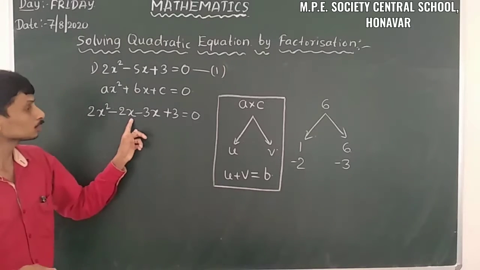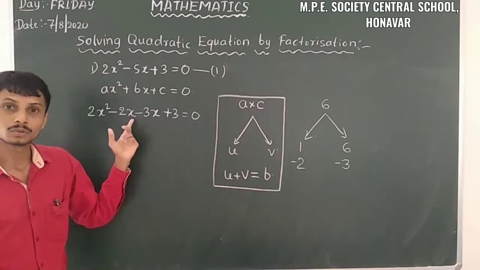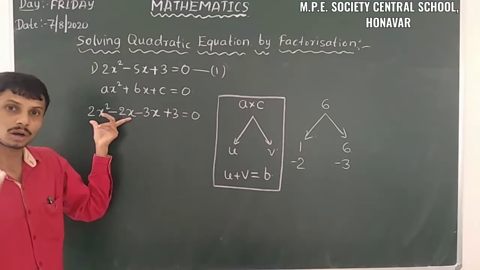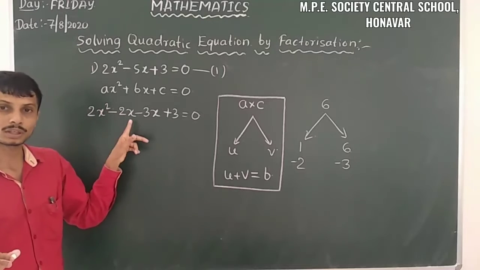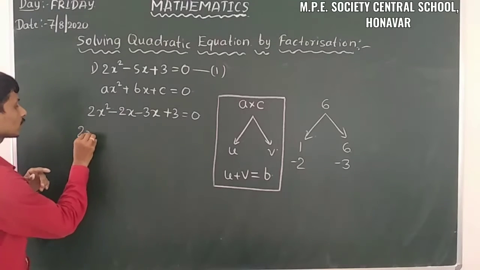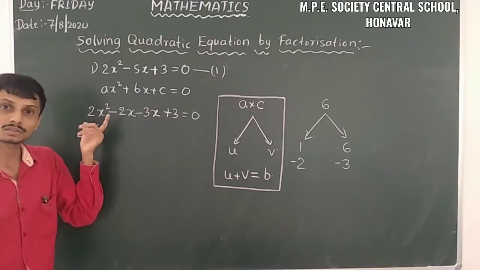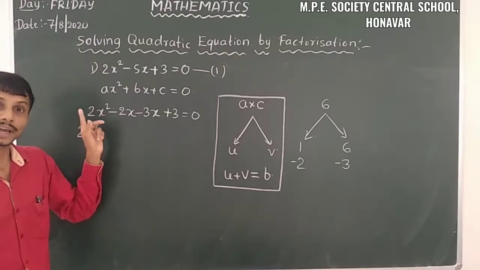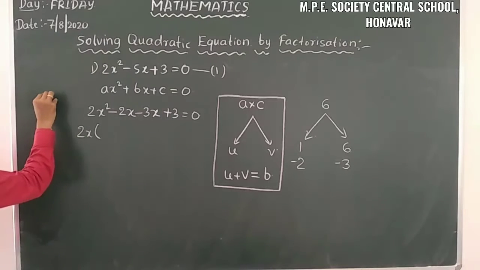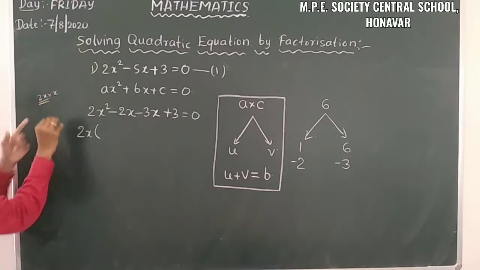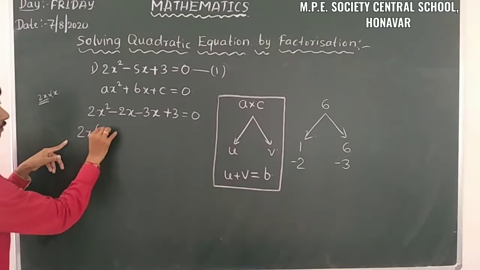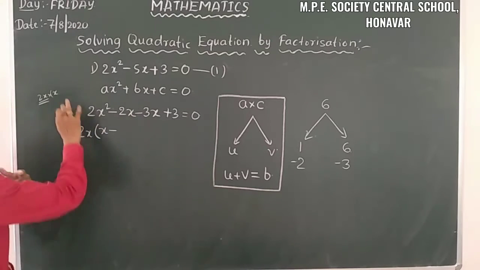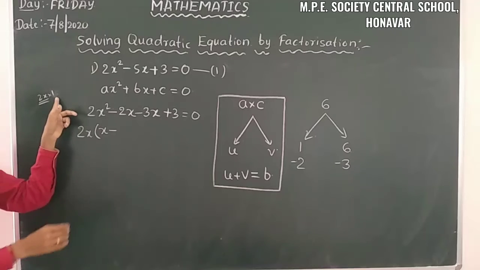That means from the first two terms we can take 2x. Here 2x is common in the first two terms. So we have to take out the common term from the first two terms. When we are taking 2x common, what remains here? 2x into x, so when we take it out, only x remains. Then minus, when we take out 2x, 2x into 1 means only 1 remains here.